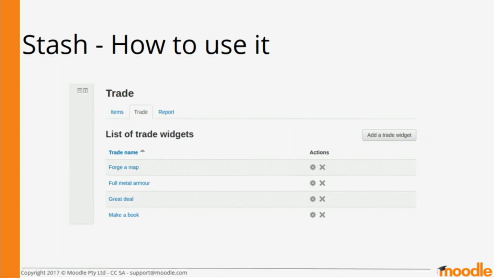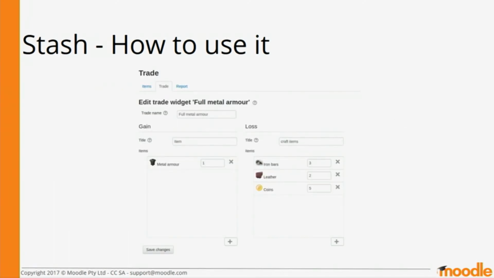Once again, the page looks very similar. You press a button, it gives you, I think, the next screen. Oh, that looks terrible. It doesn't normally look that bad, it's just that this is very faded. But yeah, you put in your title, and then on the left-hand side, you put in the items that you want the student to gain. On the right-hand side, all the items that they'll lose, the various quantities, and then you press Save Changes or Go.